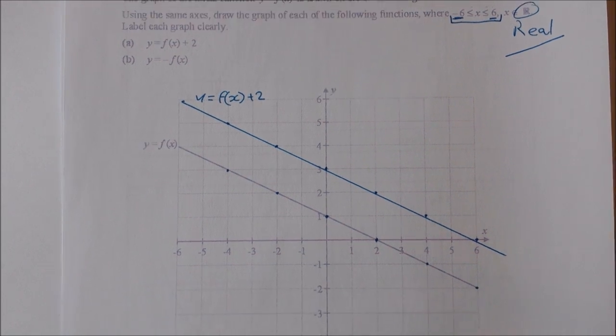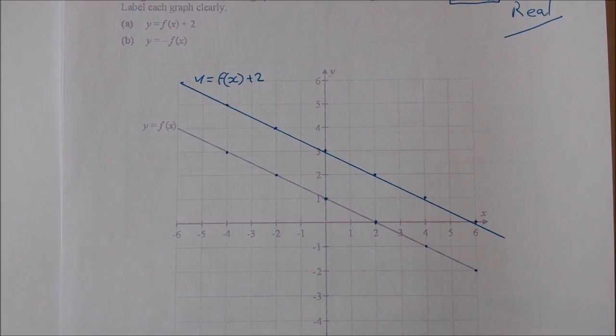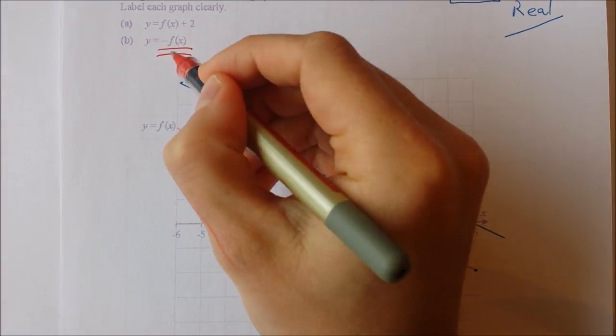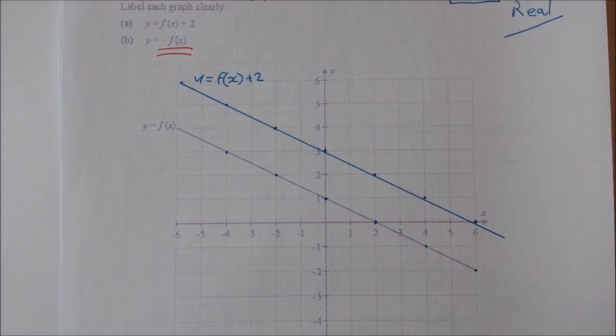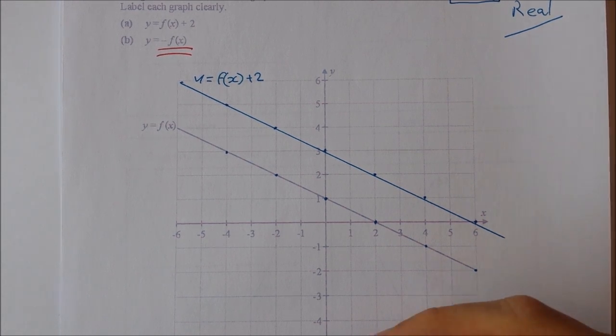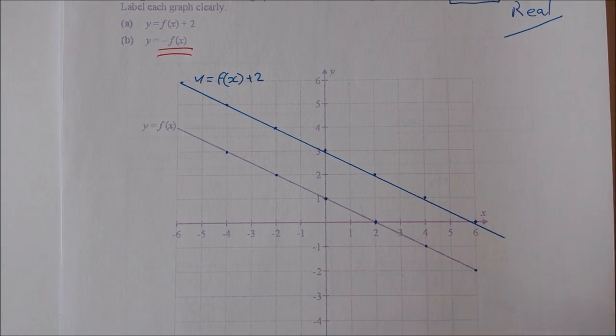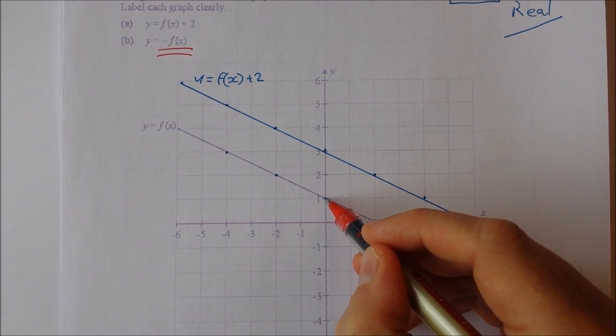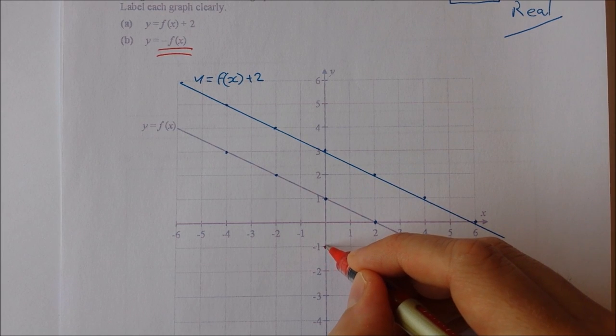Now for the second one, y equals minus f(x). Okay, what does this mean? Y equals minus f(x). What it means is whatever the y value is, we take the minus value of that. So, for example, let's start at 1 again. The minus value of 1 is minus 1.